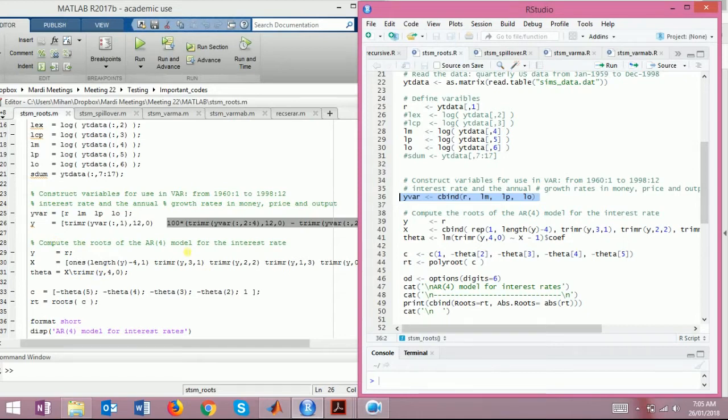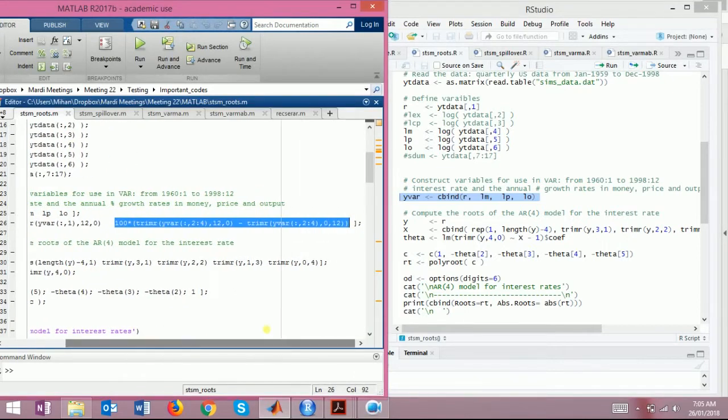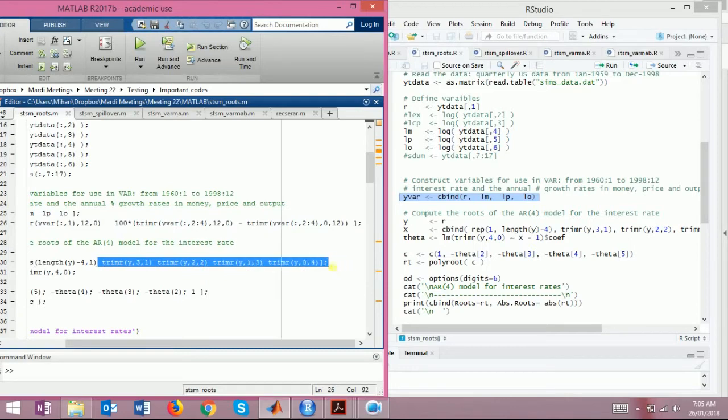First, y equals r, thinking that this is r, then x is a column of ones, because we are talking about the AR4 model. Length of y minus 4, ones, trim r y 3, 1, y 2, 2, y 1, 3, y 0, 4. Four variables: y31, y22, y13, y04. This is quite nice, right?